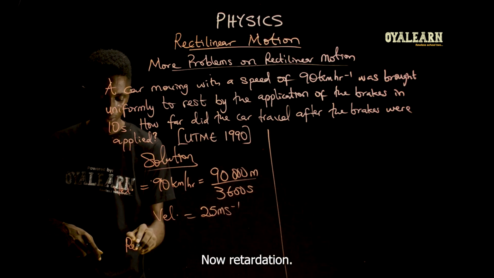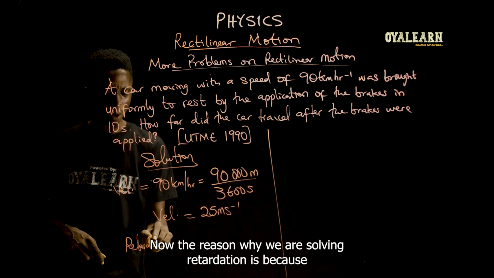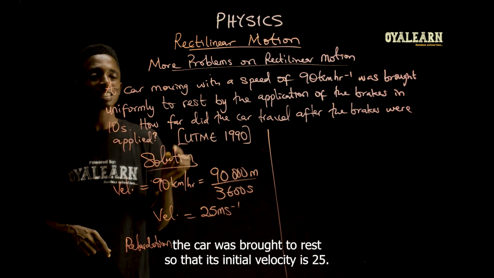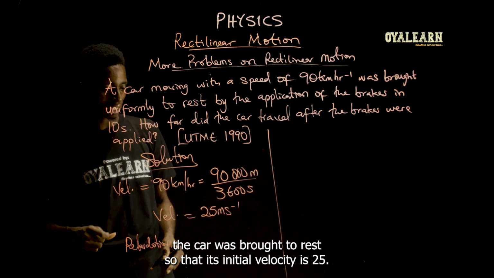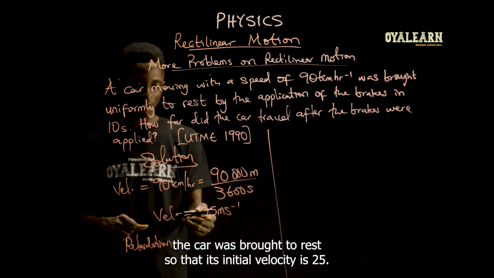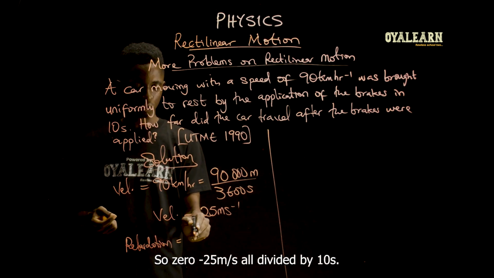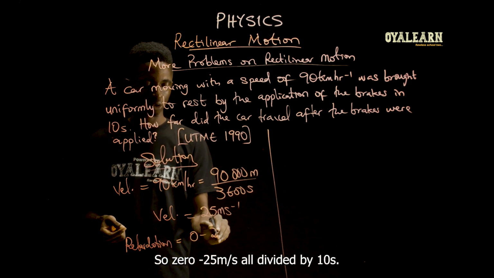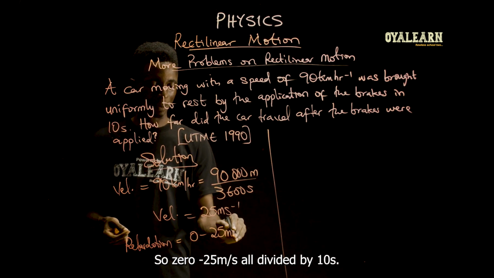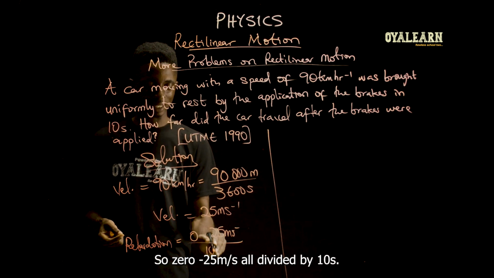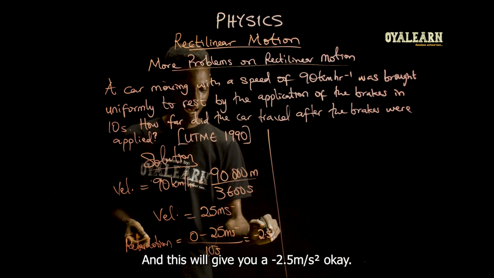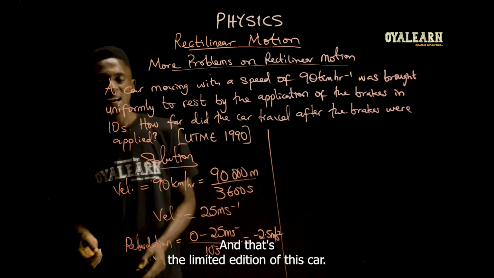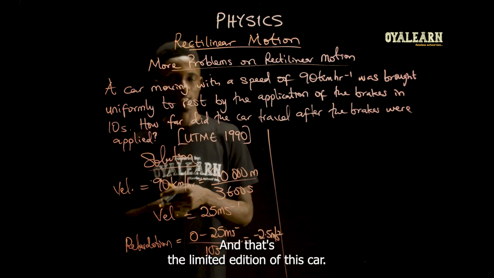Now the reason why we are solving retardation is because the car was brought to rest. So that is, initial velocity is 25. Final velocity is 0. So 0 minus 25 meters per second, all divided by 10 seconds. And this will give you negative 2.5 meters per second squared. Okay? And that's the retardation of this car.